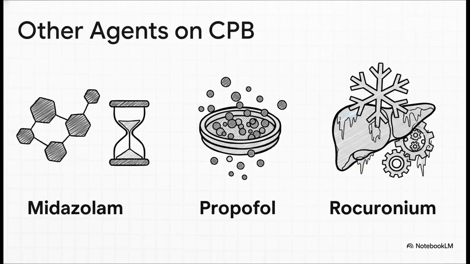And this general pattern of reduced clearance and a prolonged duration of effect holds true for many of our other commonly used drugs as well. For benzodiazepines like midazolam, the combination of an increased volume of distribution and decreased clearance can significantly prolong their half-life, leading to delayed waking. For propofol, the consensus is that its clearance is also reduced. And for our steroidal muscle relaxants like rocuronium and vecuronium, the hypothermia of bypass significantly inhibits their hepatic metabolism, which can really prolong their duration of action.